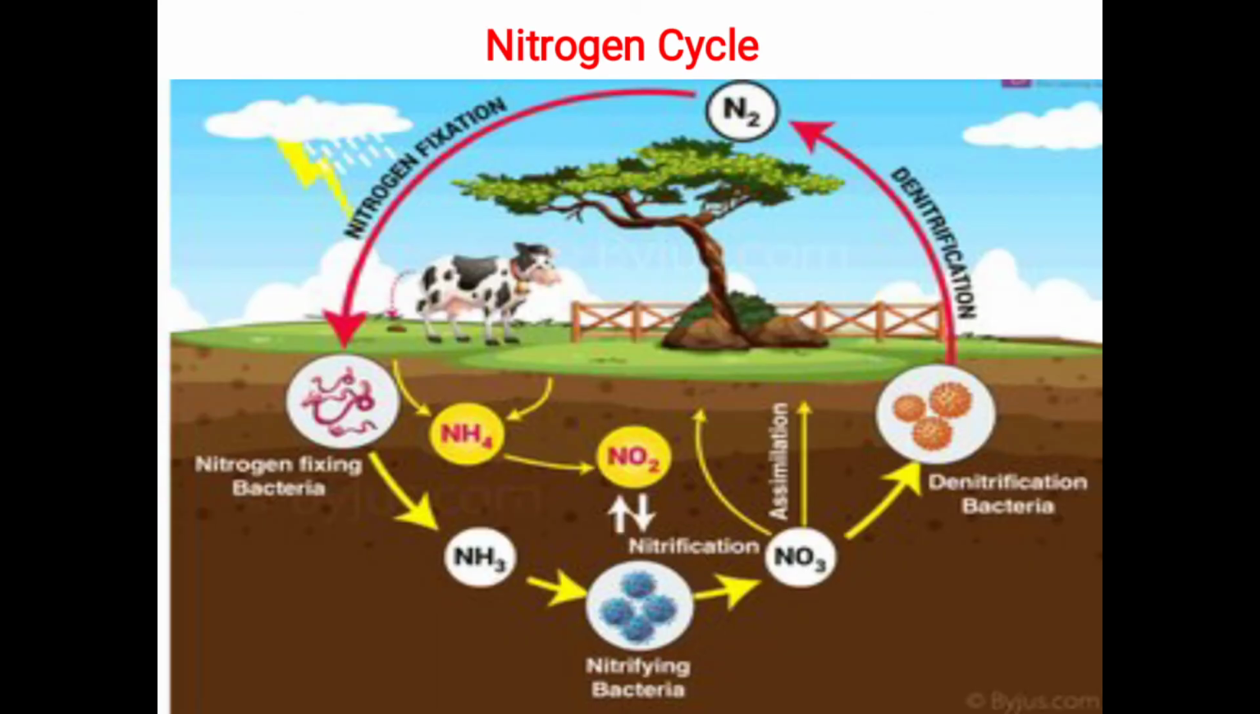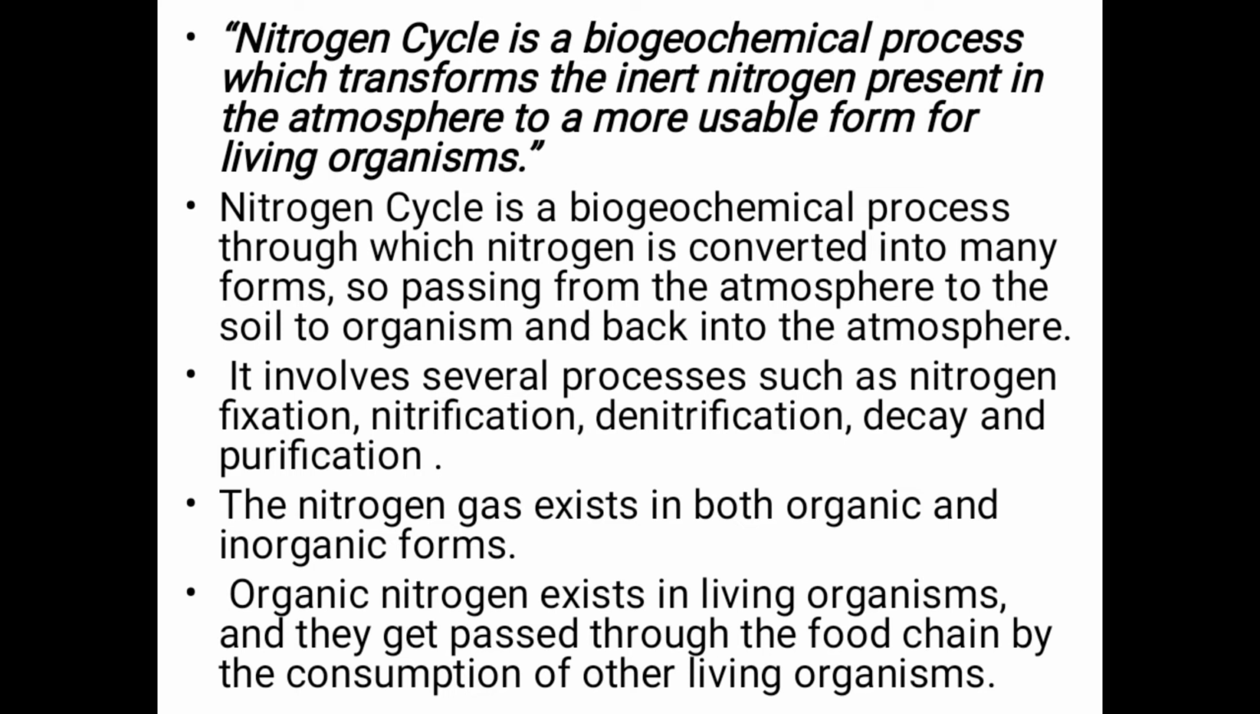Next one is the nitrogen cycle. The nitrogen cycle is a biogeochemical process which transfers the inert nitrogen present in the atmosphere to a more usable form for living organisms. The nitrogen present in the atmosphere is useful for living organisms in other forms. So the nitrogen cycle is the biogeochemical process through which nitrogen is converted into many forms, passing from the atmosphere to the soil, to organisms, and back into the atmosphere.